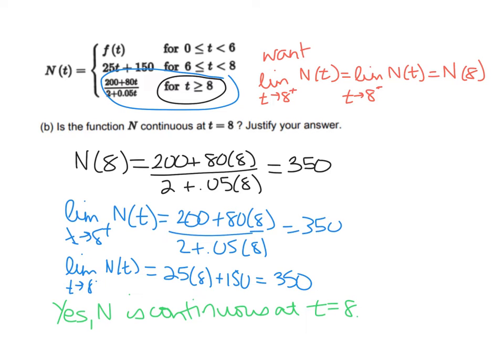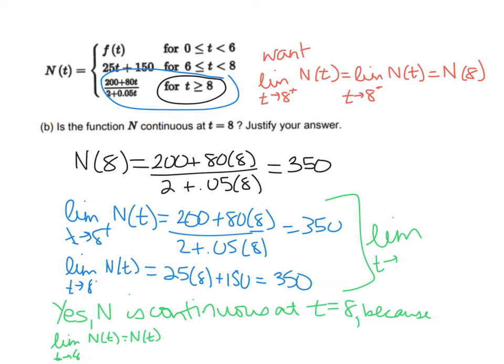And there's a few ways that you can write the answer. I'm just going to say because the limit as t approaches 8 of n of t is equal to n of 8. We know that the limit is going to be, if these two are equal, then that is going to be equal to the limit as t approaches 8. This one should have a negative right there, by the way, in case you were wondering what that little dot meant.